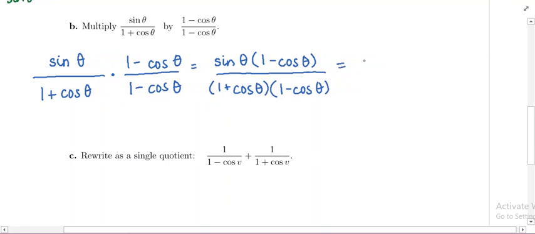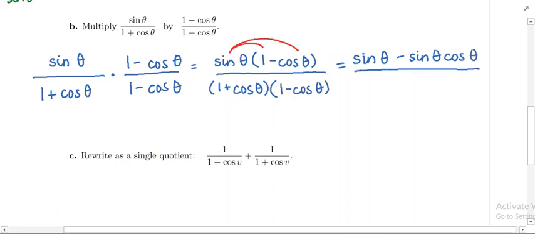All right, so let's work in the numerator first. You have the sine of theta times the quantity 1 minus the cosine of theta. You're going to have to distribute this sine of theta, so we're going to end up with sine of theta minus the sine of theta times the cosine of theta.